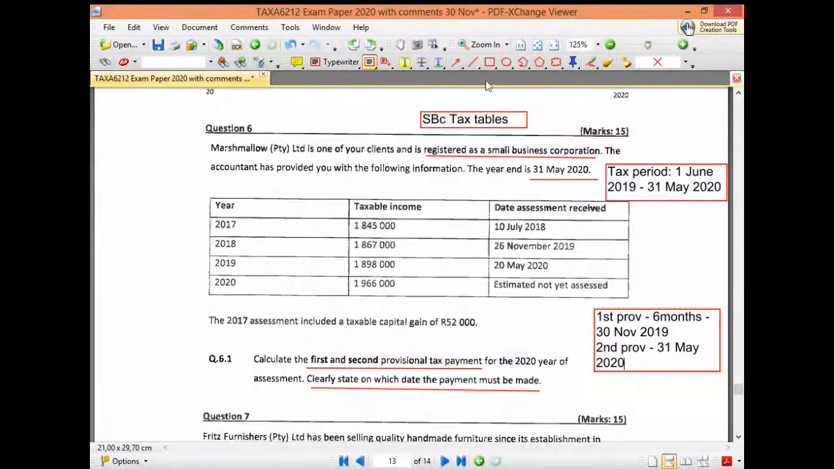Okay, so let's go. The last thing you need to see is that the 2017 assessment had a taxable capital gain of 52,000. Why do they give that to you? When you do your basic amount calculation, we remove capital gains because they might not happen every year. Okay, so I'm going to stop sharing this and then share the Excel so that we can see how you are supposed to do the calculation.